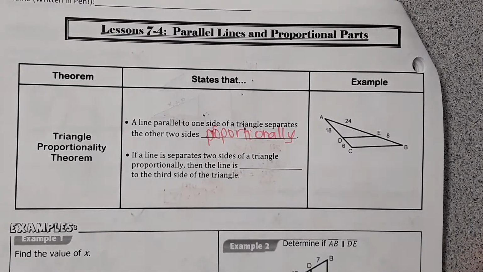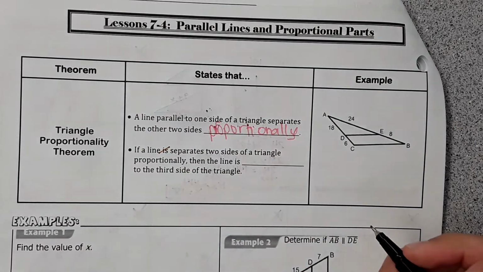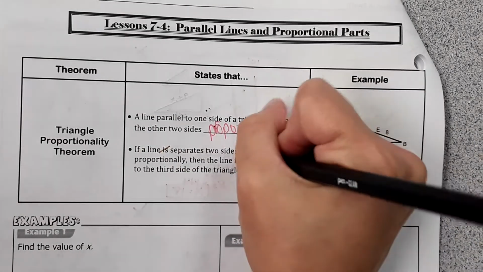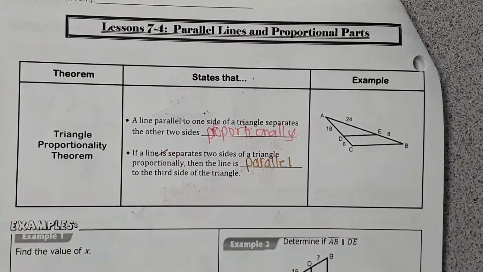And then if a line separates two sides of a triangle proportionally, then the line is parallel. What the heck does that mean? Let me show you over here in the picture.